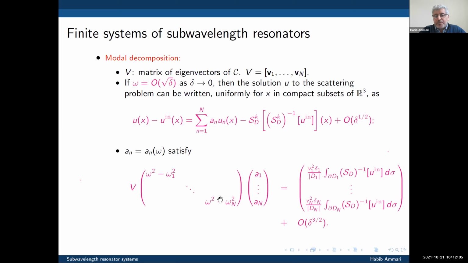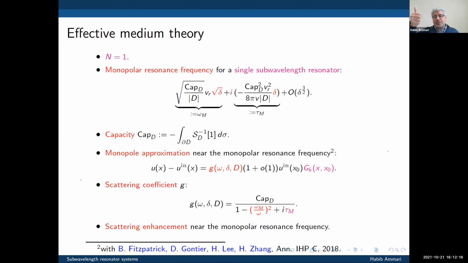Cannot hit one of them because all of these guys are complex, but they are complex with a small imaginary part. So there is strong enhancement of the scattering. Very good. Now, how about n equal to 1?